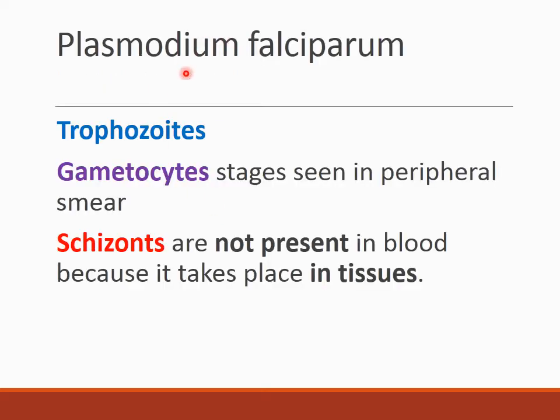Plasmodium falciparum. This species of malarial parasite will show trophozoite and gametocyte morphological forms in the peripheral smear, whereas schizonts are not seen in the blood, and these forms are usually present in the tissues.